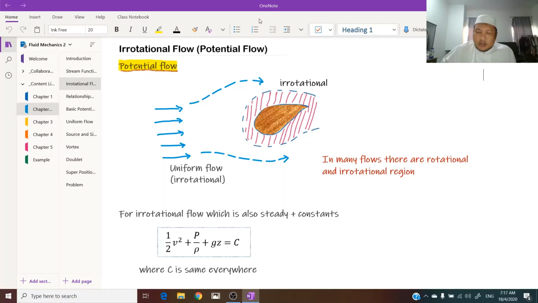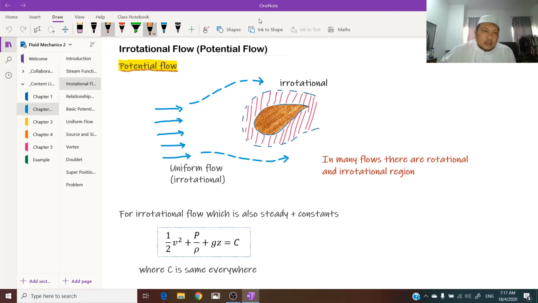In this subchapter, we're going to see about the irrotational flow, or we call it the potential flow. In the potential flow, the flow normally is irrotational. In many flows, there are rotational or irrotational regions, but in this chapter, we studied only the irrotational flow.